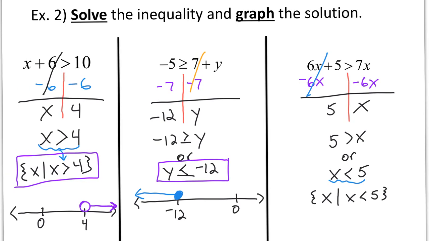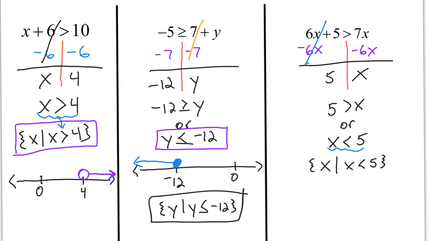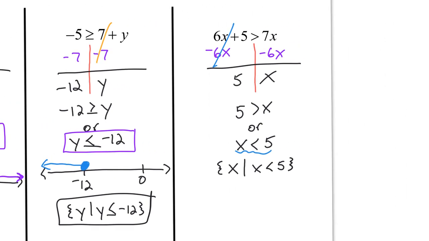So this one here in the middle, our set notation will be brackets y is such that y is less than or equal to negative 12. So that is my set notation. Over here, we have x is such that x is less than 5. Now that's the set notation for our answer right here.